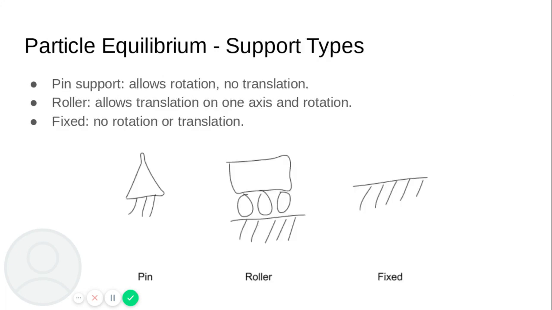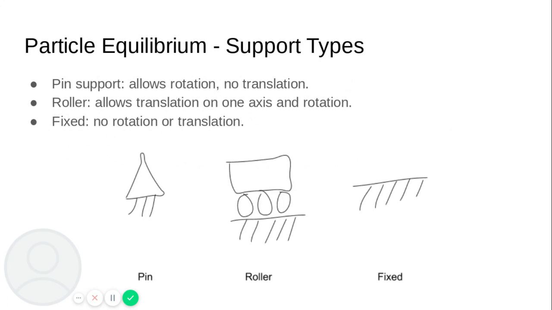So just some support types that you might see in technical drawings and diagrams. A pin support allows rotation, no translation though. So you can see that in the diagrams below. So this would be something like on a teeter-totter or seesaw, for example, there's a pin support where you can't translate the teeter-totter back and forth, but you can rock it on that pin support and rotate it.